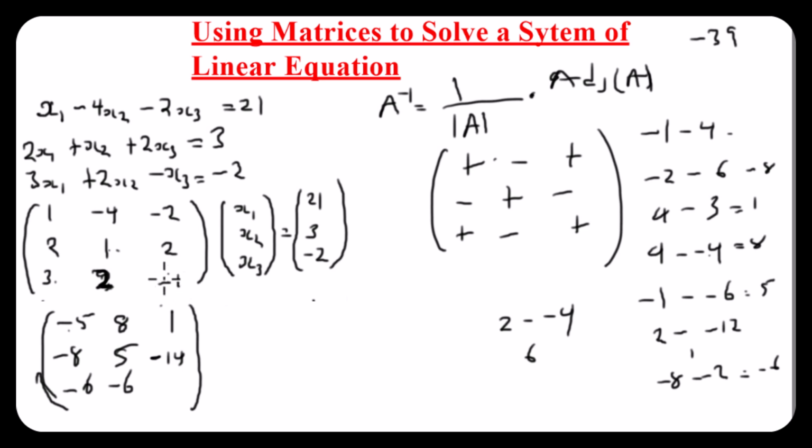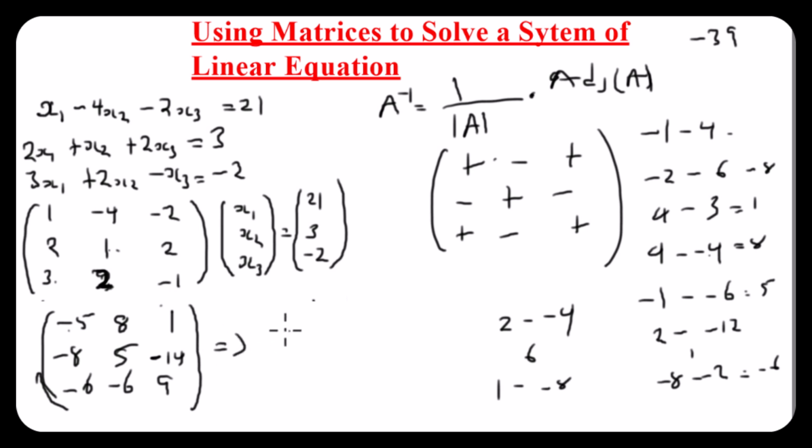And then lastly, for this, negative 1. So strike this, strike this. So 1 and 1, so that's 1. 2 and negative 4, that's negative 8. So 1 minus minus 8, so that's 1 plus 8, that's 9. And then the sign here is 9. So minus 5, 8, 1, 8, 5, minus 14, minus 6, minus 6, 9.